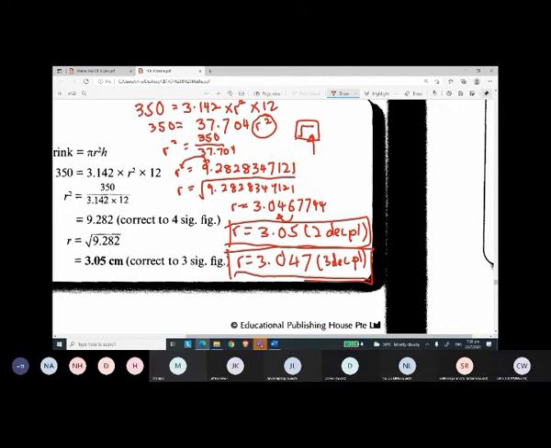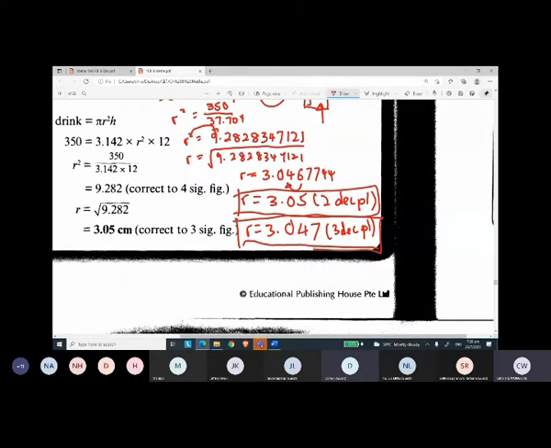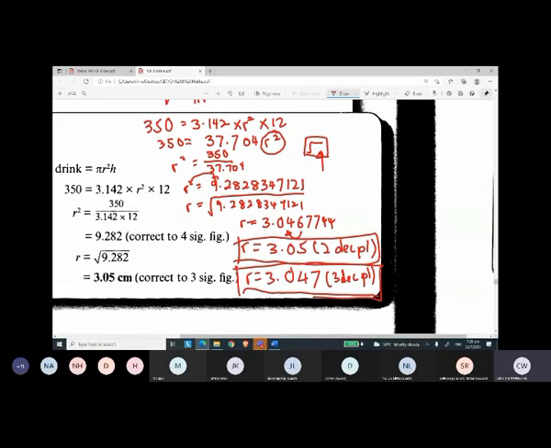Question? You understand how you use square root? Mr. Wong, square root. Yep. You're still copying, okay.